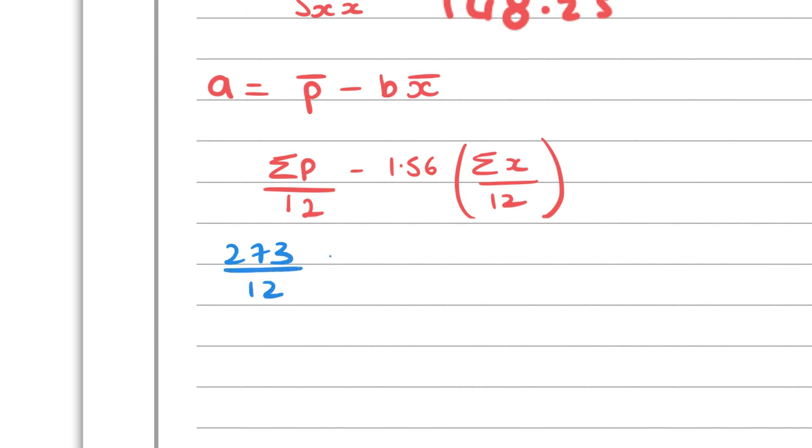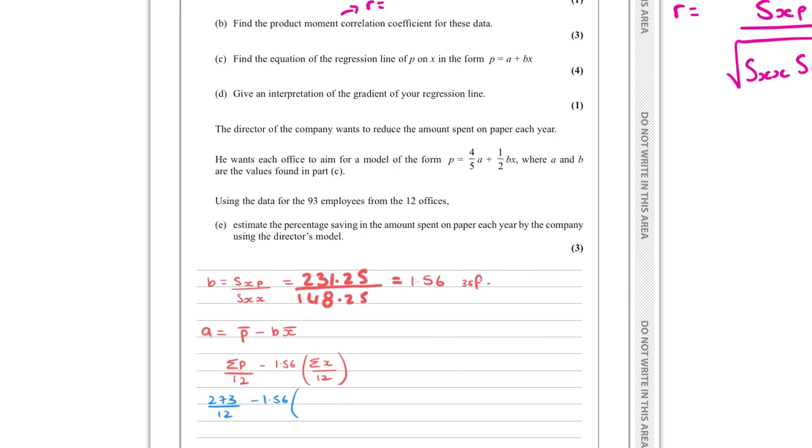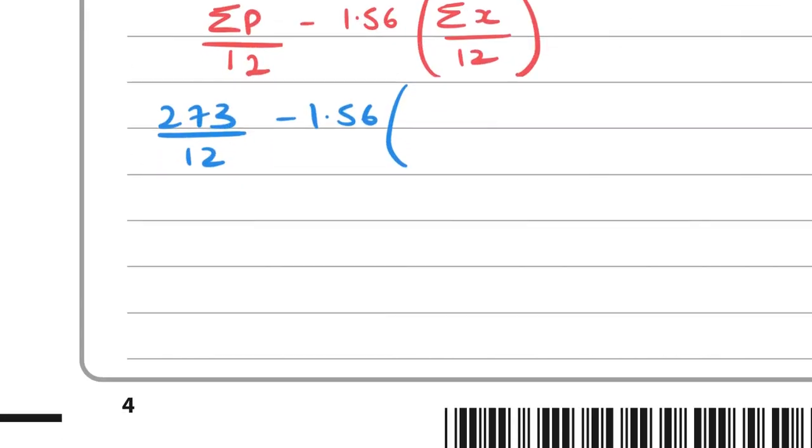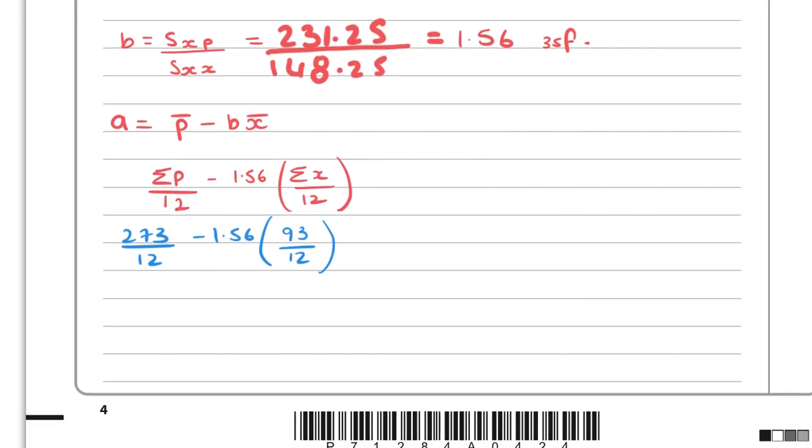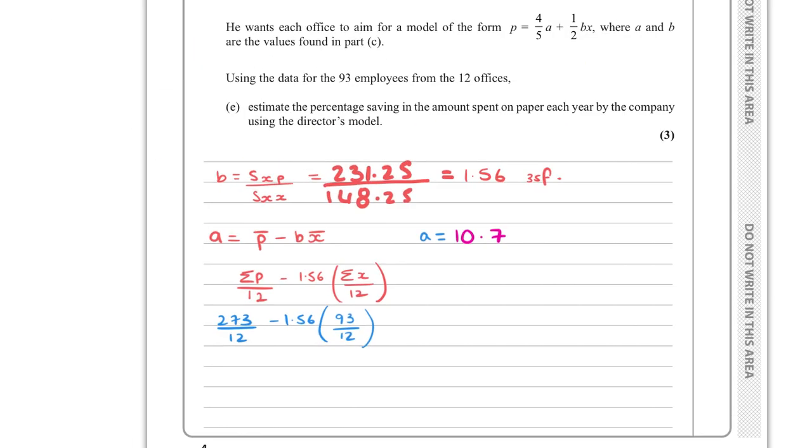273 over 12 minus 1.56. And is this 73? Did I make that up? 93. 93 over 12. Okay, and this is going to give me my A. What is my A? 10.66, which is 10.7 to three significant figures.